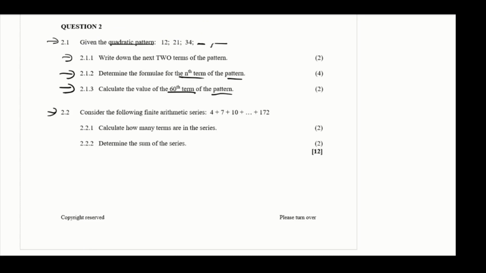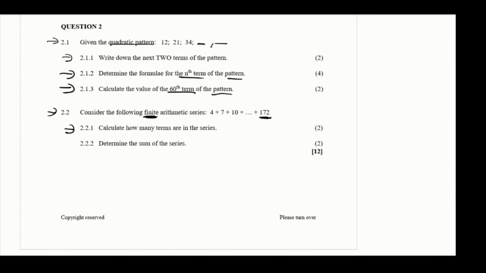2.2. Consider the following finite arithmetic series. When they say finite, it means that it has an end point. Infinite means it is continuous. So this one has an end point, which is 172, the last term. 2.2.1 says calculate how many terms are in the series.